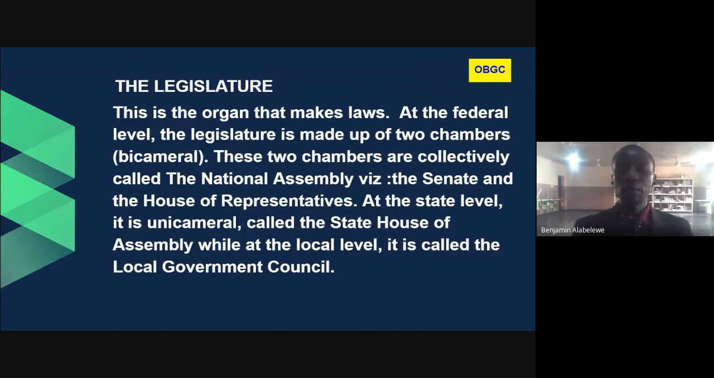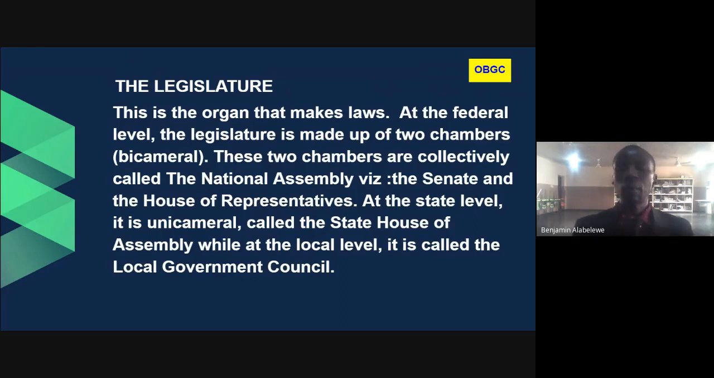At the federal level, the legislature is made up of two chambers. In other words, we have two legislative chambers at the federal level in Nigeria. We have the upper house, we have the lower house. The upper house is the Senate, the lower house is the House of Representatives. You could also say that the upper house is the red chamber, while the lower house is the green chamber.